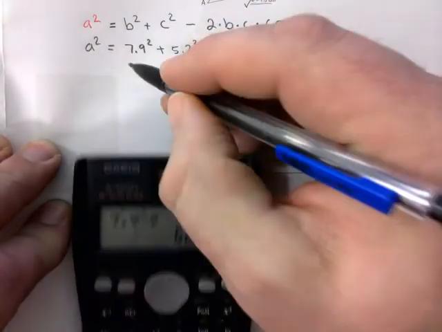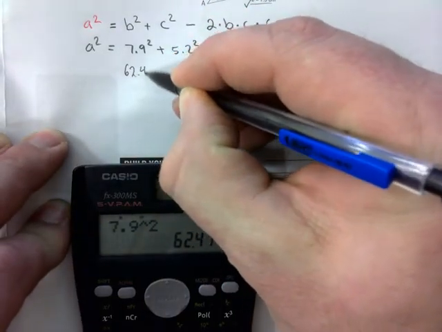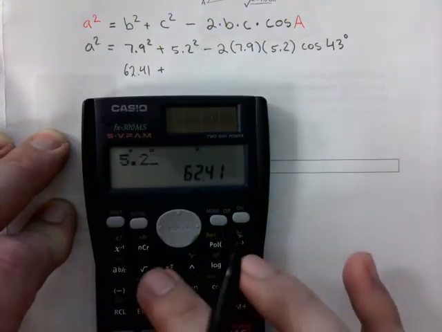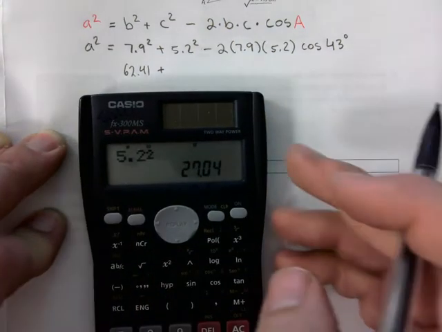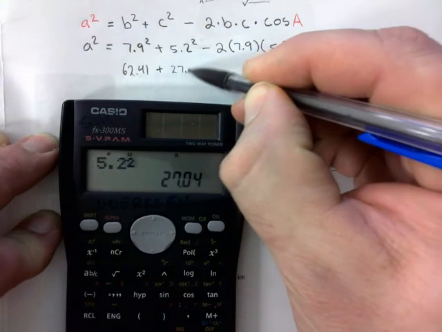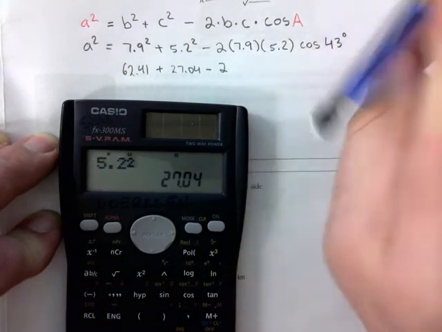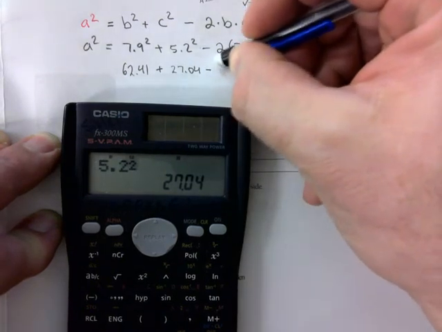So I get 62.41 for this plus 5.2 squared. That's 27.04 minus 2. Oh, sorry. This one I need to show you.